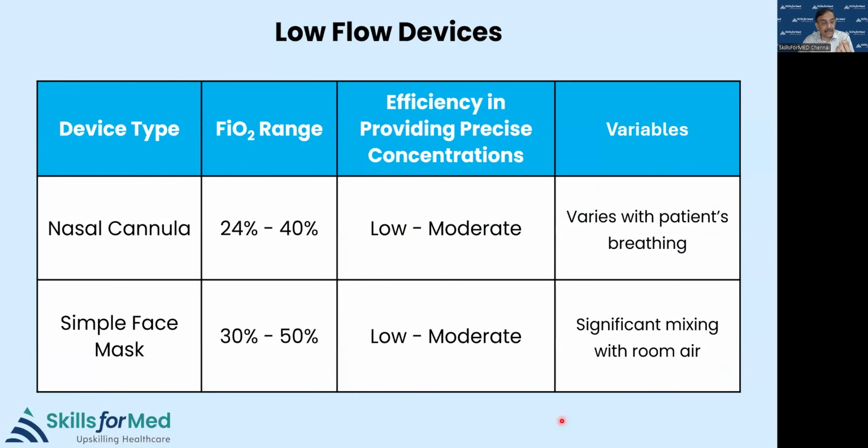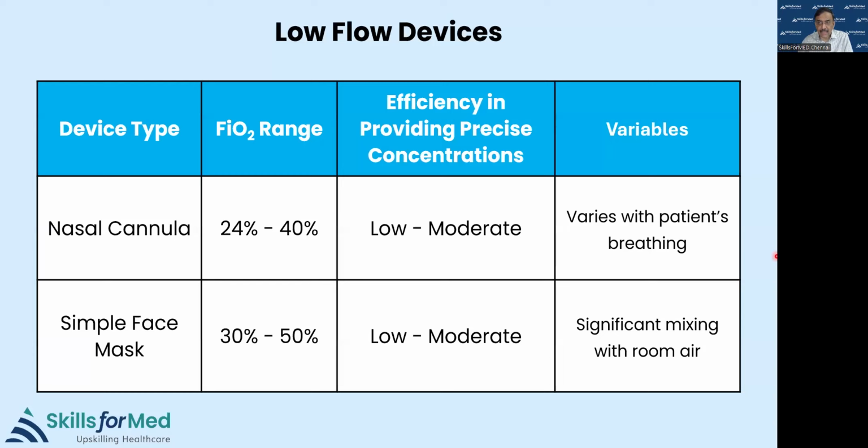Now, the nasal cannula is the device which is used most commonly. We start with nasal cannula. It gives 24 to 40% of inspired oxygen. What is the efficiency? As I said, they are not that reliable. So the efficiency is low to moderate. And the most important variable is the patient's breathing pattern.